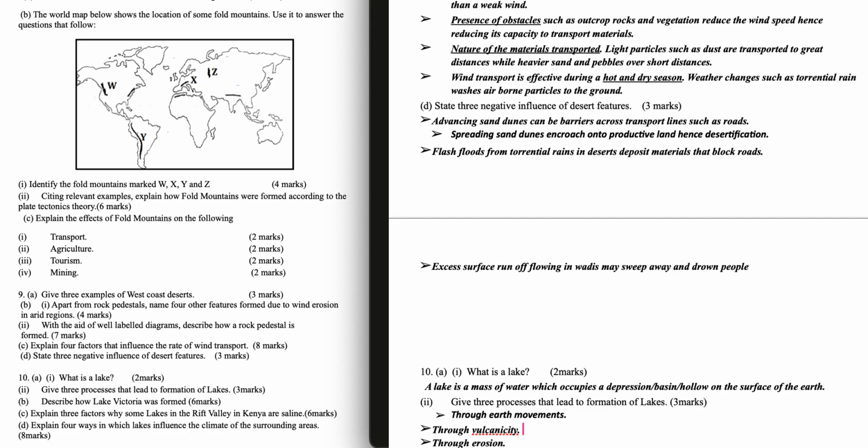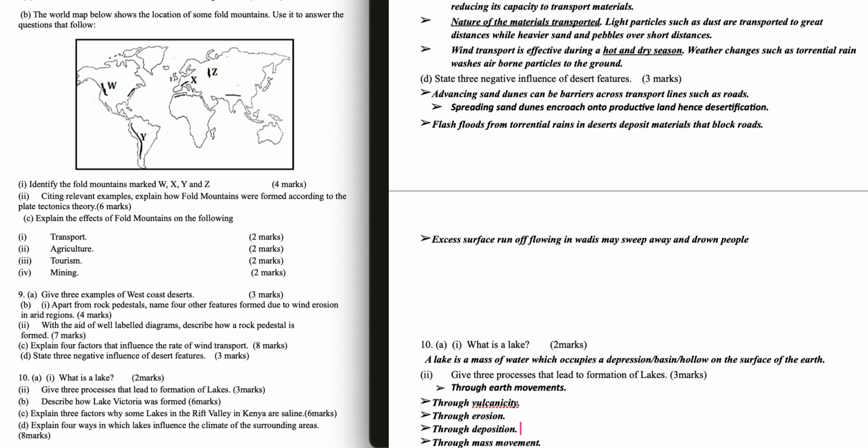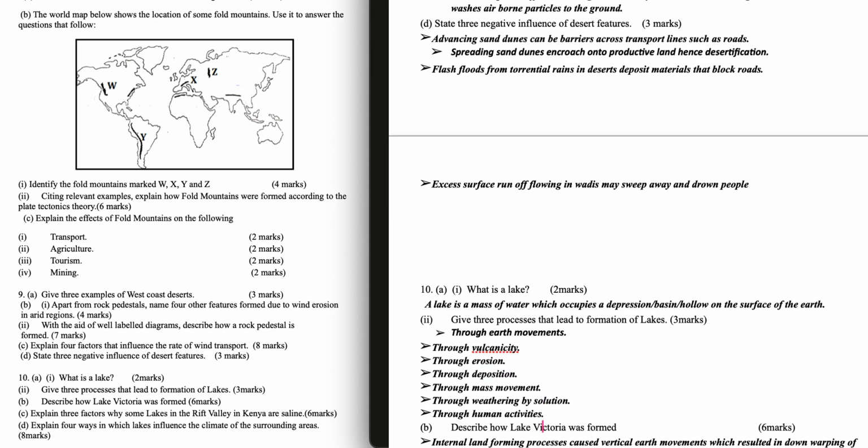Question 10a1. What is a lake? A lake is a mass of water which occupies a depression on the surface of the earth. Question 10a2. Give 3 processes that lead to formation of lakes. Through earth movements, through volcanicity, through erosion, through deposition, through mass movement, through weathering by solution, through human activities.